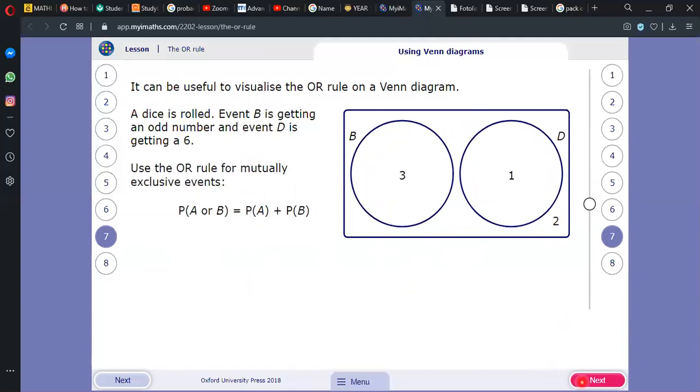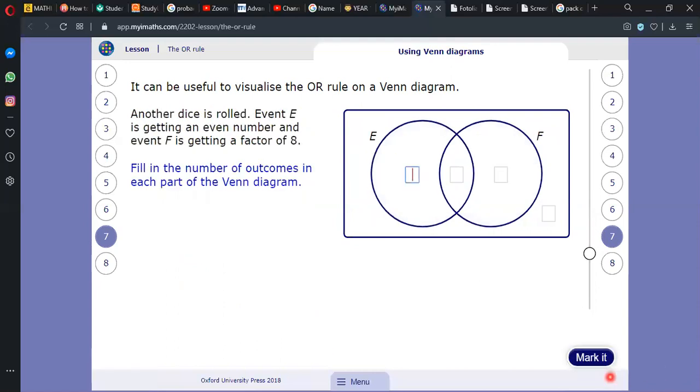And then we can see that using the OR rule for mutually exclusive events, probability of A or B is probability of A plus probability of B. If you check that out, you will see that this is 3 over 6 plus 1 over 6, because there are 3 required successful outcomes for B and 1 for D, so you have 4 over 6.